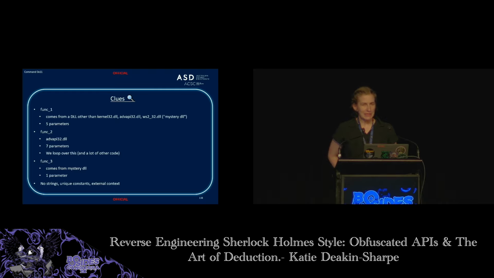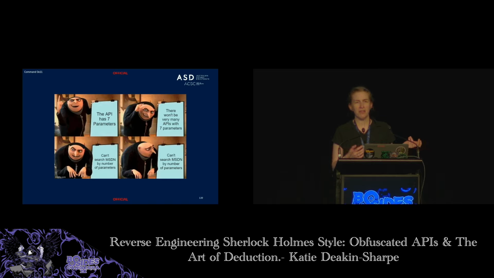So our clues, again, feel a little bit thin. We don't have any strings, unique constants, or any sort of external context. But looking at it, function 2 has 7 parameters. There can't be that many APIs that have 7 parameters. One cannot search the Microsoft documentation by number of parameters. One cannot even sort the Microsoft documentation by number of parameters.